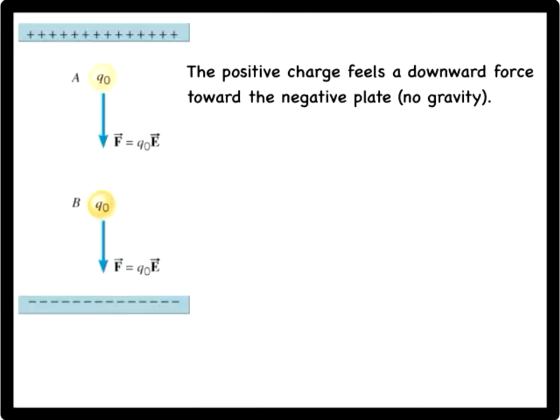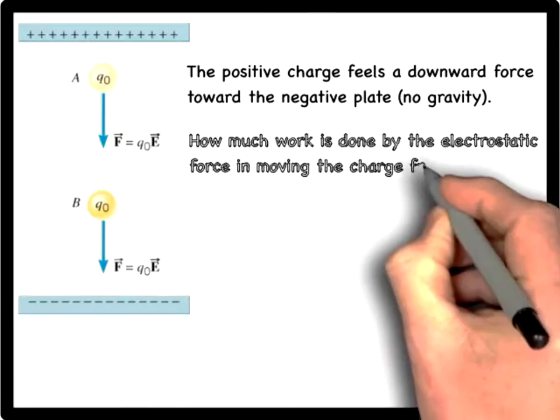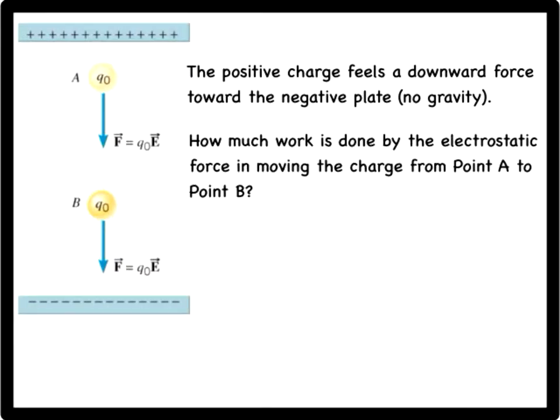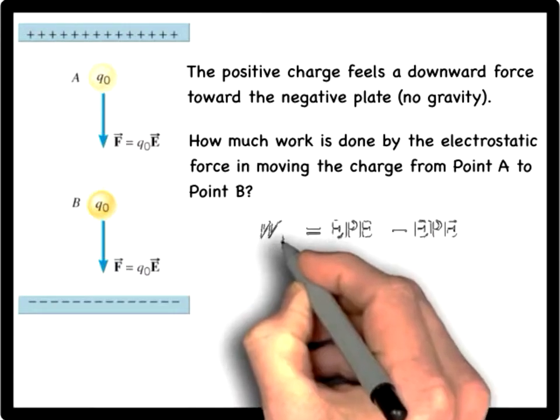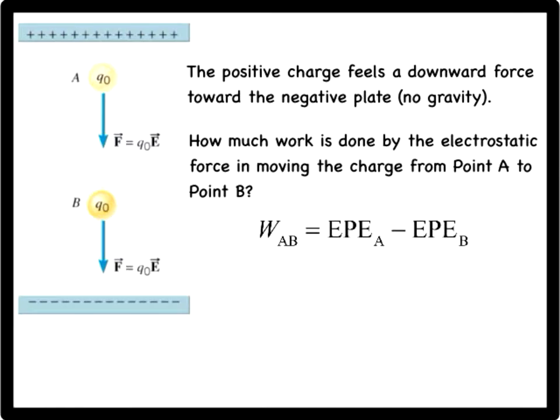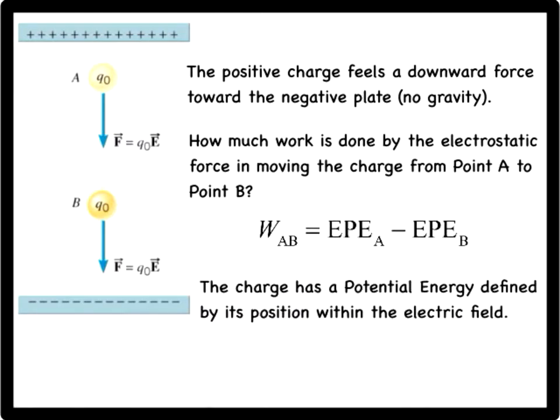As with the basketball, an obvious question to ask is how much work is done in moving the charge from point A to point B. But this time it's the electrostatic force that is doing the work and not the weight due to gravity. Just as in the gravitational force example with the basketball, the work done by the electrostatic force in moving the charge from point A to point B is equal to the difference in the electrostatic potential energy between points A and B. The charge has a potential energy just by its position in the electric field, and this potential energy will change when the charge changes its position in the field.